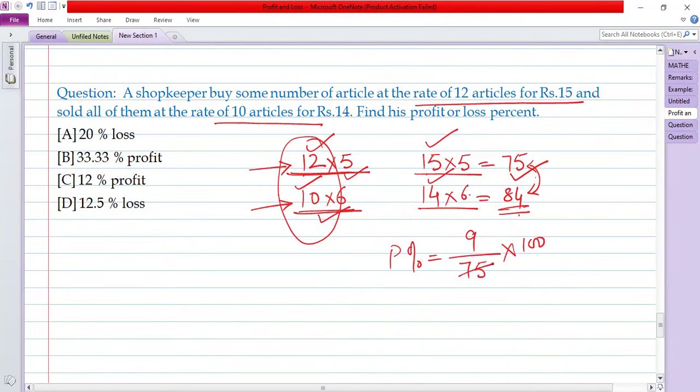So now it is easy. 25 into 3 is 75, and 4, and here 3 into 4, 12%. So 12% profit. Okay, dear. So obviously this 75, in a certain sense, is our total cost price. And this 84 is our total selling price.